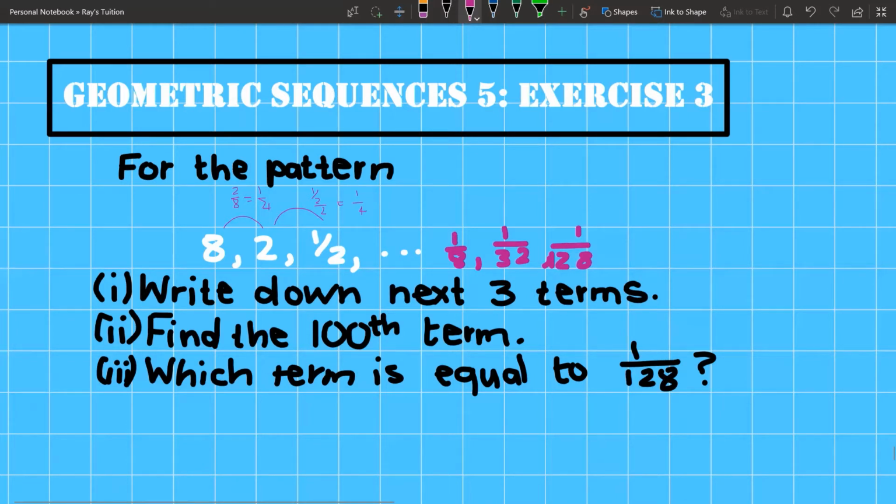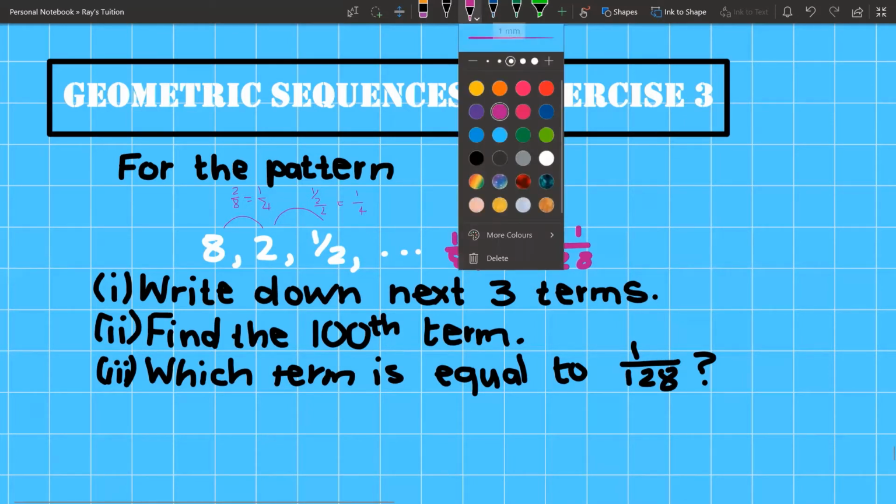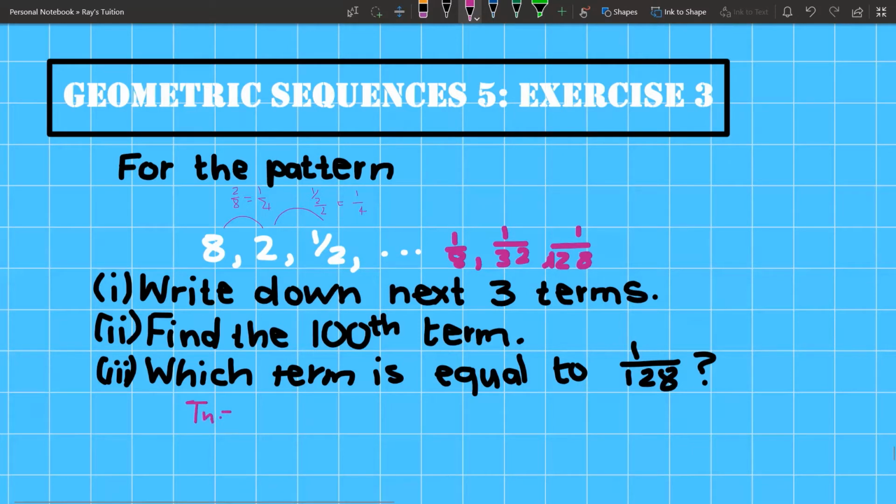To find the 100th term, we're going to have to substitute into the formula Tn is equal to A R to the power of n minus 1. This is the general formula for a geometric sequence. So we would like T100. We put in the first term in the place of A, and in the place of R our common ratio, and then we raise it to the power of 100 minus 1. So that is 8 times a quarter to the power of 99. I'm going to leave it in that form.